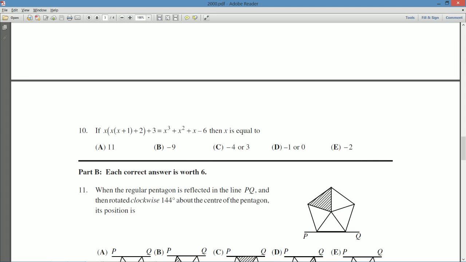So we have some options down here, and one way we could go about doing this question is by saying, well, what if the answer is A? And plug in 11 into here and 11 into here and see if we get the same answer on both sides. If that works, great. It's A, 11. If not, maybe we'll try C, and then we have to check that 3 works in here and -4 works in here.